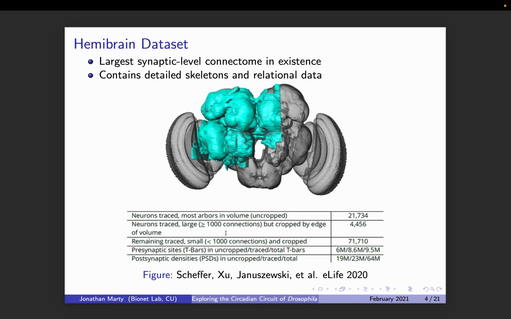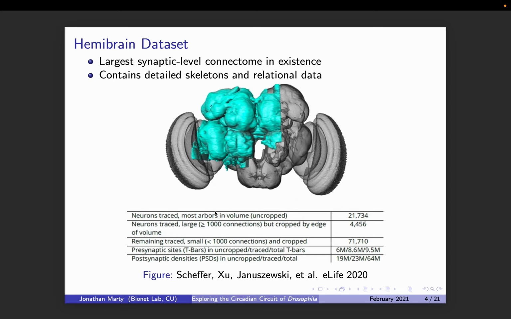And so in order to start digging into this clock and the neurons within it, we have the HemiBrain dataset, which was released in 2020. And this is the largest synaptic level connectome in existence. It contains sort of like a skeleton that shows where each neuron is located within the brain, as well as the connectivity between neurons, and it even shows the synapses between neurons and where they're located on the neurons. So it's a really rich piece of data, spanning all the neurons in this blue area of the overall fruit fly brain.